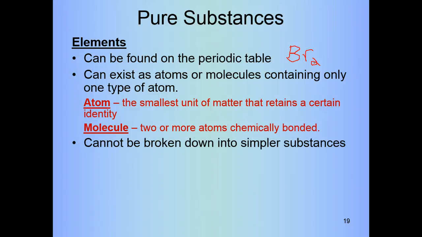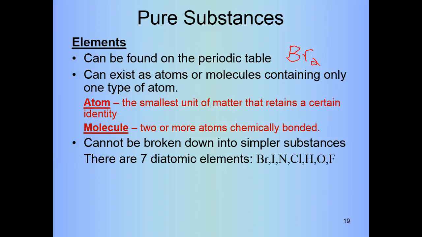Elements cannot be broken down into simpler substances, and we had said that any pure substance can't be broken down by physical means. Elements can't be broken down by any means, whether physical or chemical. There are 7 diatomic elements. When I mentioned the fact that elements can exist as atoms or molecules, there are 7 elements that naturally, in their elemental form, exist in pairs, and that's what diatomic means. Di means 2, and atomic is referring to atoms. These elements are bromine, iodine, nitrogen, chlorine, hydrogen, oxygen, and fluorine.